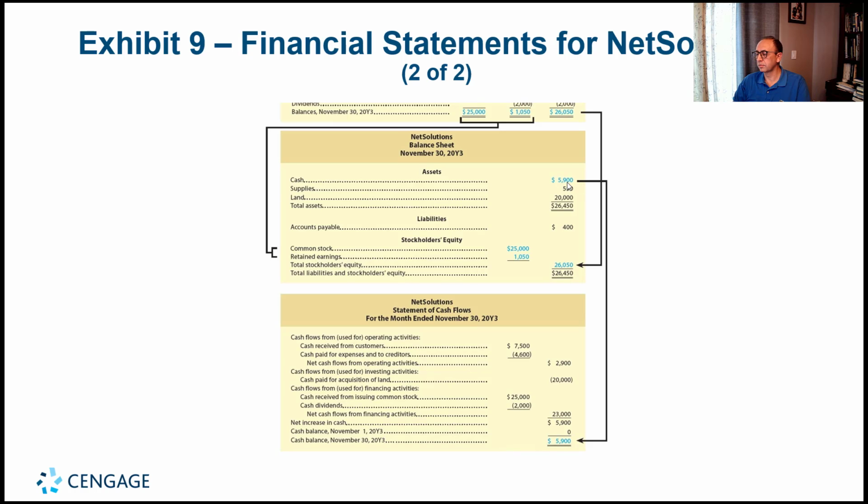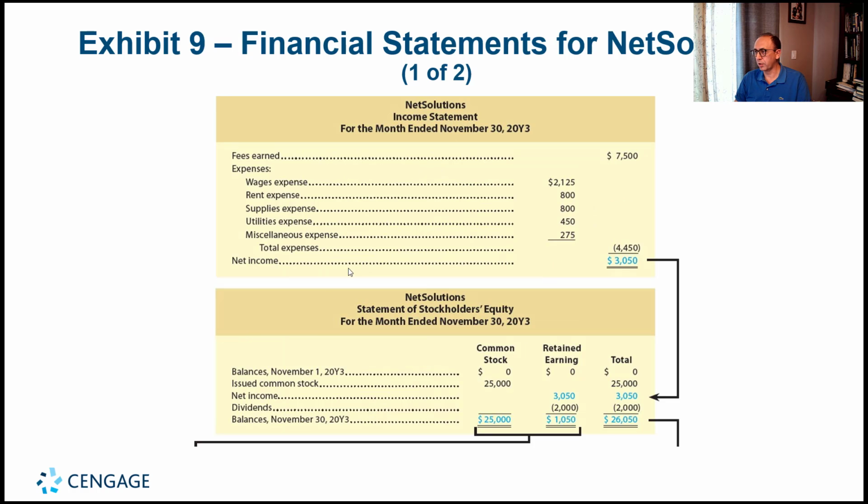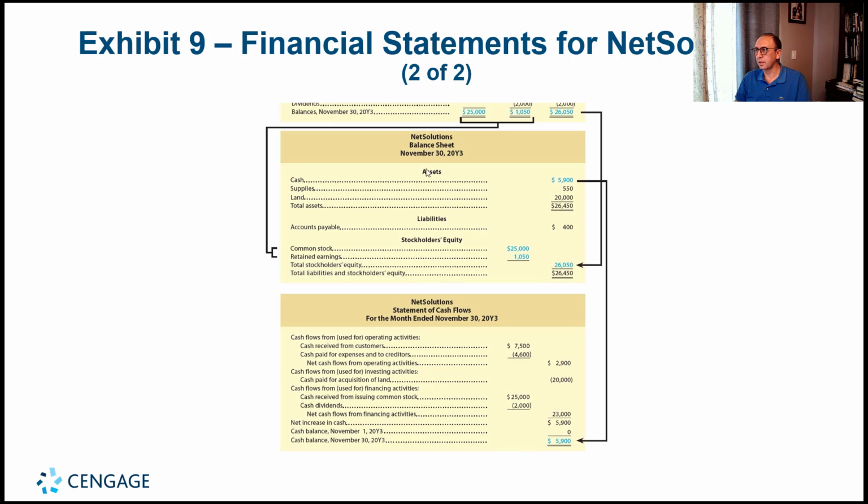It's the same value. So that's the typical sequence that we follow in order to prepare the financial statements. We start with the income statement, then the statement of changes in stockholders' equity, or what we call the statement of stockholders' equity. And then we have the balance sheet, and then the statement of cash flows.